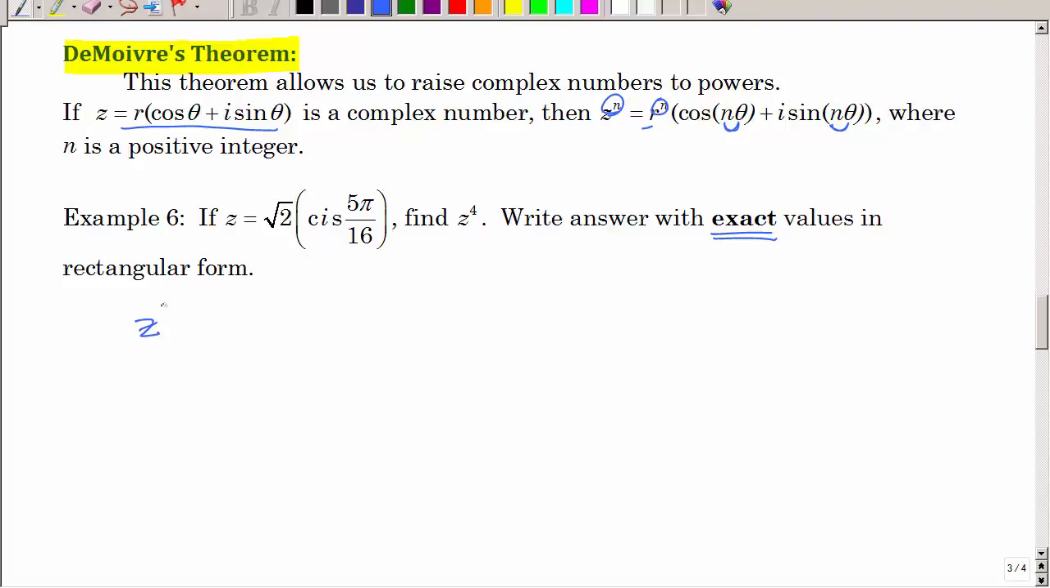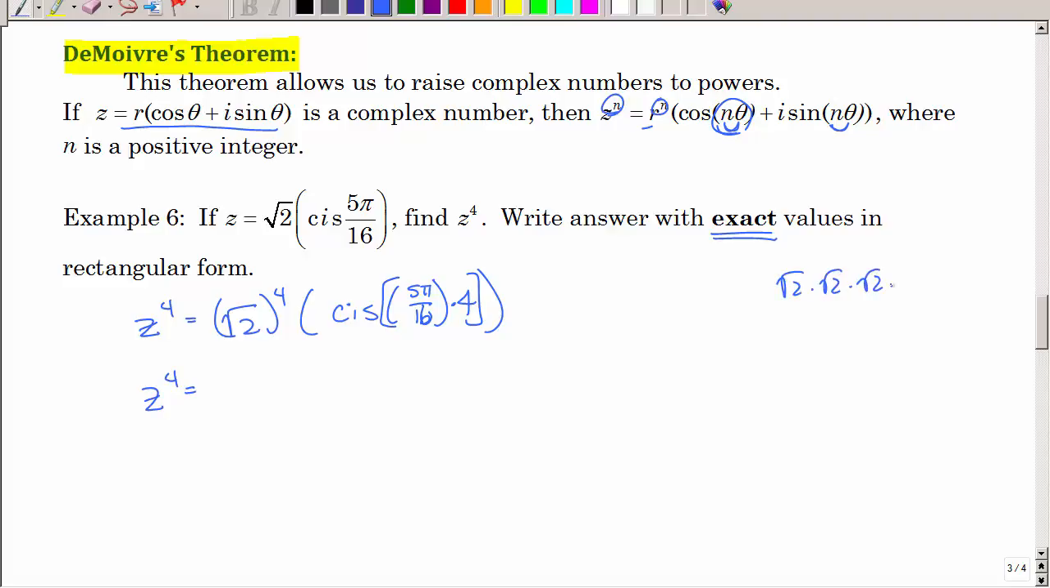Right, so z to the fourth power would be the square root of 2 to the fourth power times the cis of 5 pi over 16, multiplied times 4. Okay, I'm multiplying 4 times theta. So the square root of 2 to the fourth power, that's the square root of 2, square root of 2, square root of 2, square root of 2. So that's 2 times 2, that's 4. And then I can reduce, and that's 5 pi over 4.